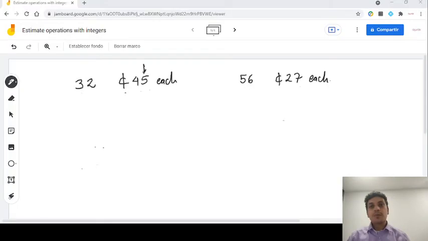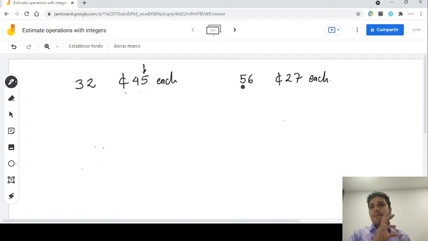Imagine that you're in a situation in which you have to take a decision quickly of what to do, but you don't have time to use your calculator to do it. For example, let's say that you go to a market, and you decide to buy something, let's say X, and somebody tells you that the first option is 32X at 45 cents each. And the second option is that you have to buy 56X at 27 cents each.